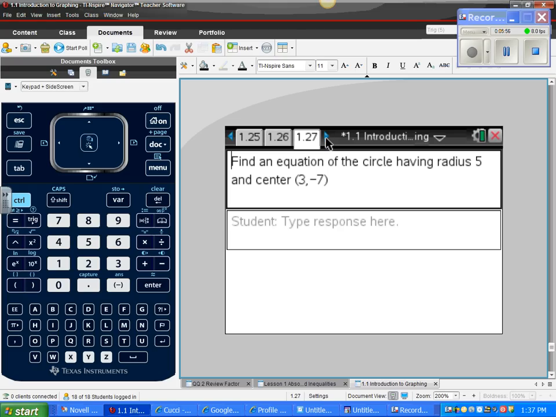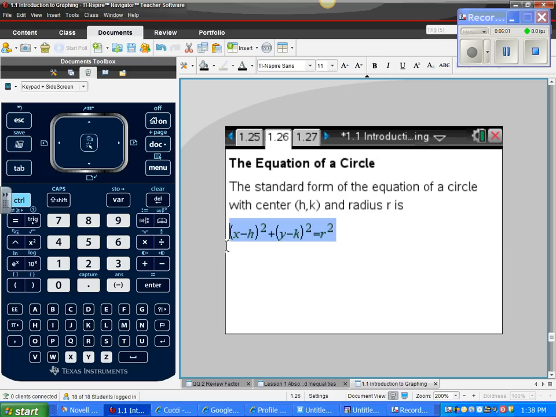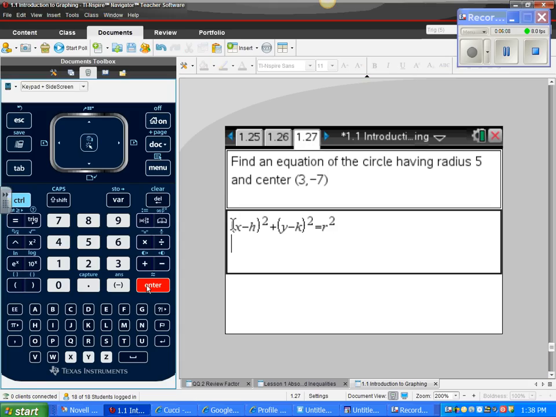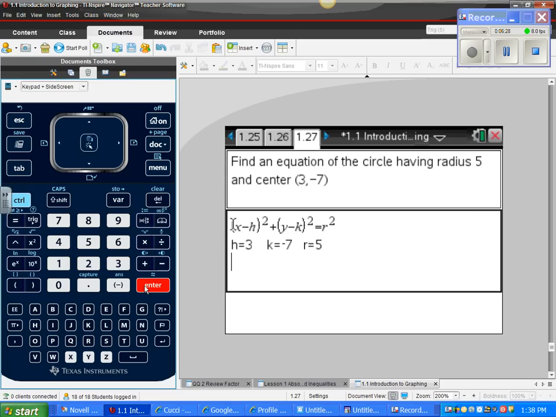Find an equation of the circle having radius 5 and center 3, negative 7. So I'm going to go back and borrow this, Control C, and I'm going to put it here, Control V. I know that my center is 3, negative 7. So I know h is going to be 3 and k is going to be negative 7, okay? And my radius, or r, is going to be 5. All right, just so I have an idea of where I'm putting things.